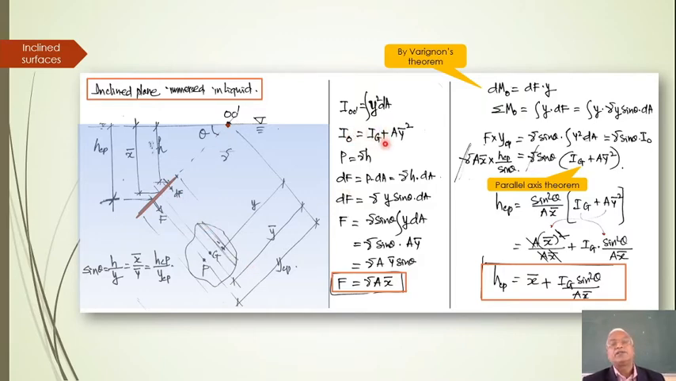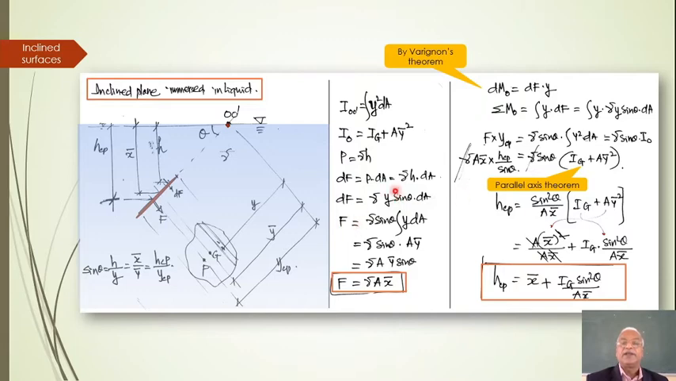I naught is equal to I G plus A Y bar squared, or A X bar squared, right? And not X bar, Y bar squared, that is the distance of the centroid squared. Now P is equal to gamma H, dF is equal to P into dA, gamma H dA. Now dF will be equal to gamma into H, which is given by Y sin theta dA.